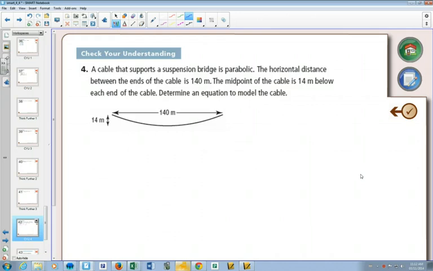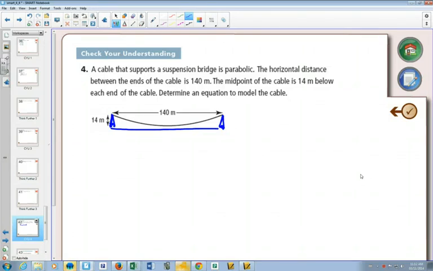A cable supports a suspension bridge and it forms a parabola. The horizontal distance between the ends of the cables is 140 meters, so we have the bridge part here, and the bridge part here, and we make sure it doesn't dip into the water below. The midpoint of the cable is 14 meters below the end of the cable, so we know that this distance is 14. We need to make an equation that models this.